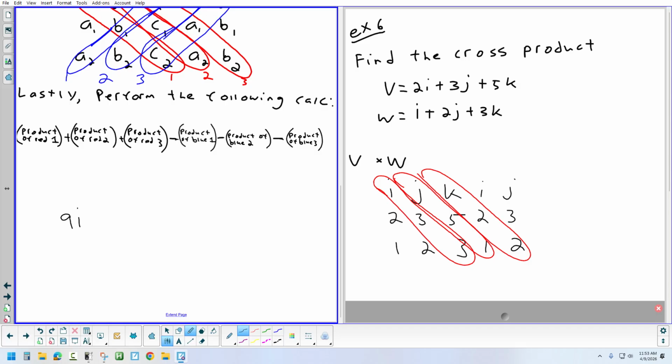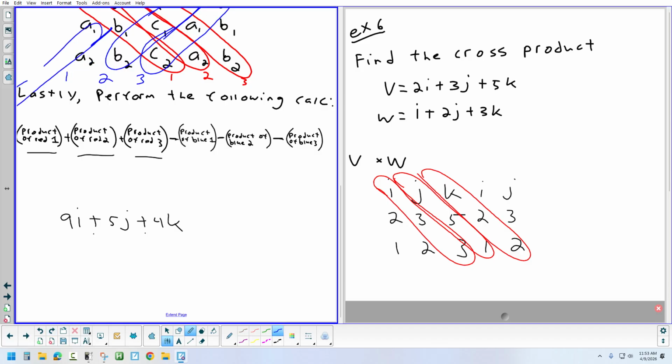What's J times 5 times 1? Yep. 5J. And K times 2 times 2. Yep. 4K. Okay, so I found those 3 and I added them all up. Plus, plus.